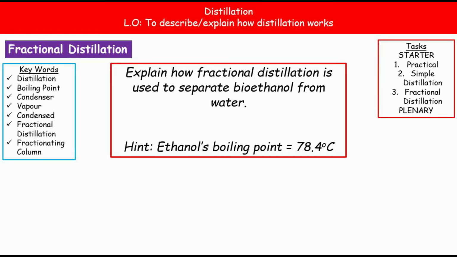So, see if you can have a go at this question then. Explain how fractional distillation is used to separate bioethanol from water. And I've given you a hint there that ethanol's boiling point is 78.4 degrees Celsius. So I'll give you a couple of minutes to have a go answering that question.